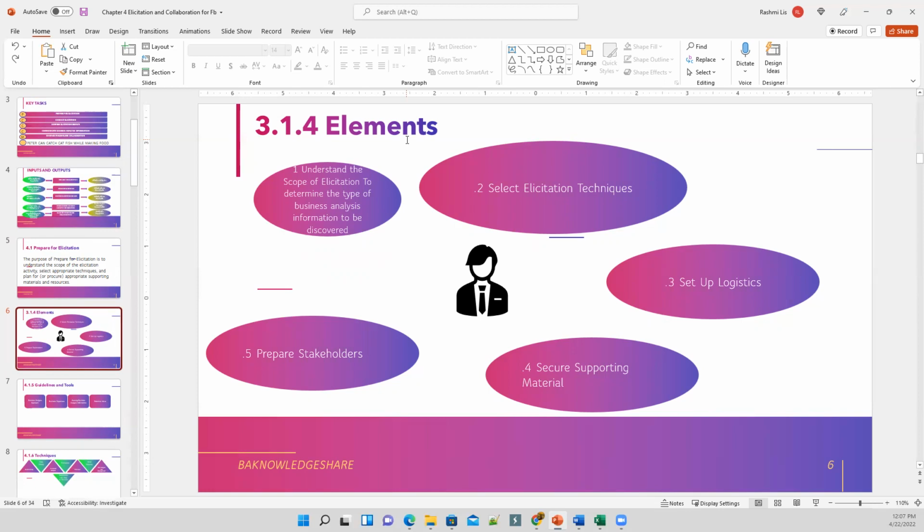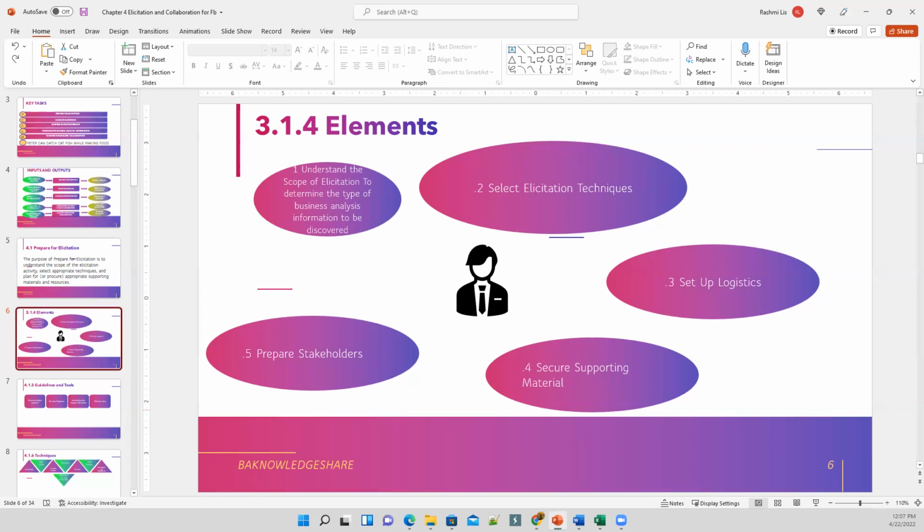The second one is select elicitation techniques. In this case, in our example case study, we have Amanda. She would use this task to select elicitation techniques. Then she would set up logistics. And logistics meaning some people may be geographically distributed. So in that case, she would try to understand what is the best way to set up logistics. Meaning if it's Zoom, what needs to be set up.